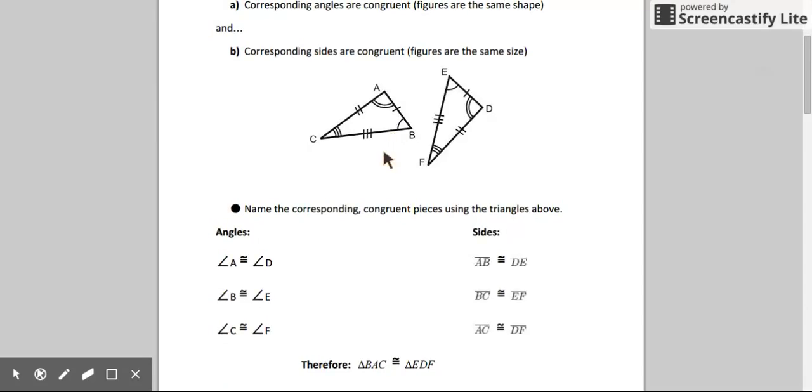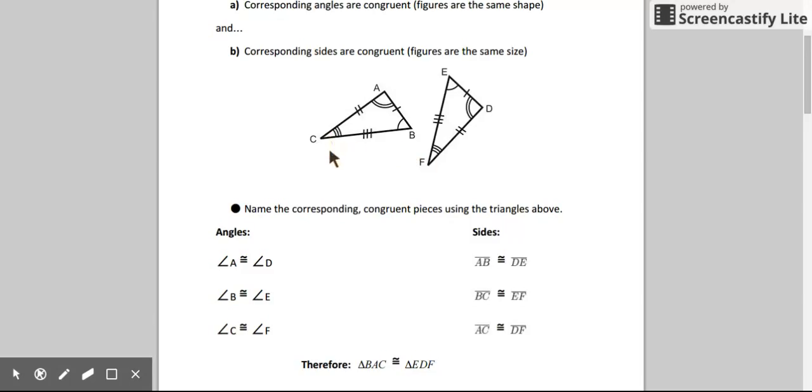In some examples, you may be given the shapes and you may be given the congruency symbols. So to find corresponding pieces, we're just playing a matching game. So what corresponds with angle A? We're looking for an angle that has two arcs in this other triangle. So angle D and angle A must correspond, and they are congruent. What corresponds with angle B is the angle that has a single arc in this shape. So angle E must correspond with angle B, and they're congruent. What corresponds with angle C is the angle that has three arcs over here. So angle F corresponds, and those two angles must be congruent.